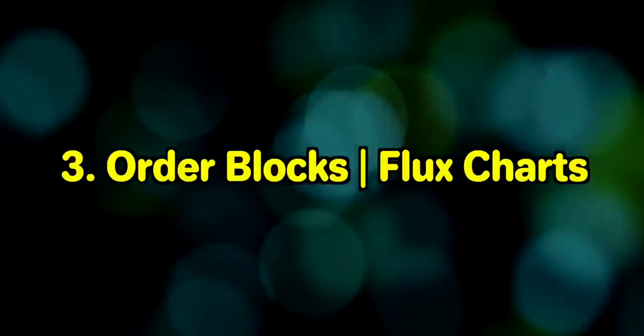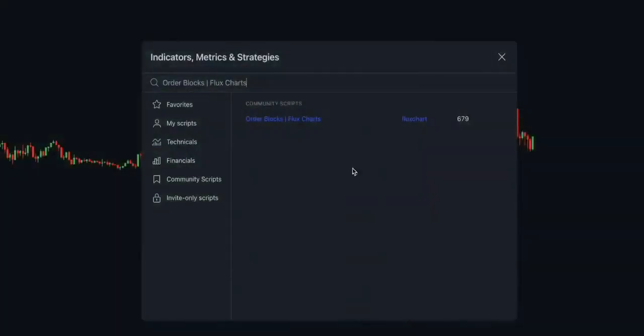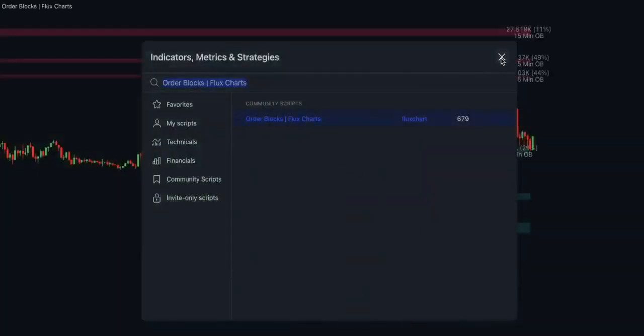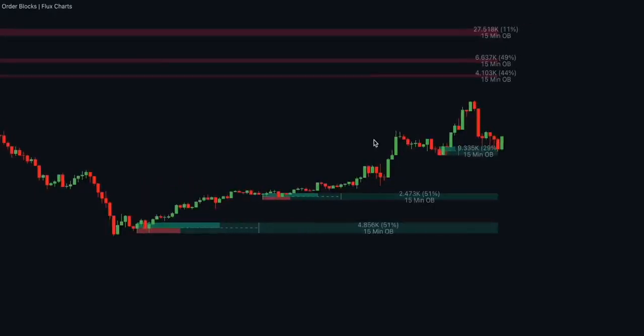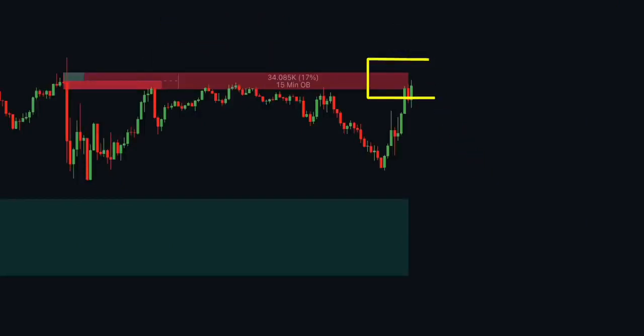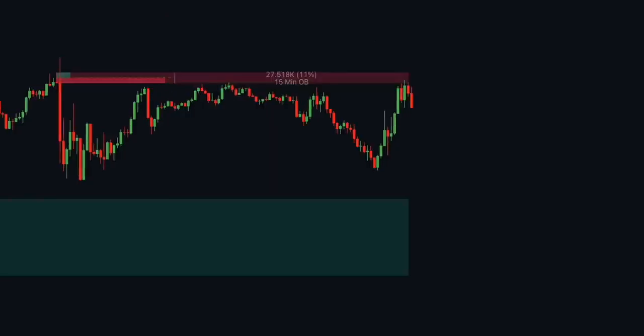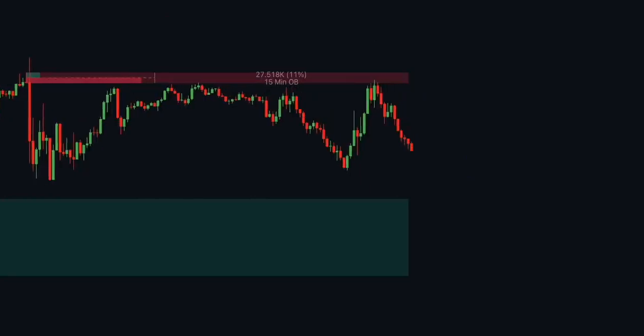Third in our rankings is FluxChart's Order Blocks indicator, which is super useful for profitable trading in 2024. This cutting-edge indicator is designed to revolutionize the way traders view and utilize order blocks. What makes this tool stand out is its ability to render order blocks with their volumetric information, providing a deeper insight into market movements. The volumized order blocks indicator is not only about identifying bullish and bearish order blocks, but also offers a high level of customization. Traders can adjust detection, invalidation, and style settings to align with their unique trading strategies.